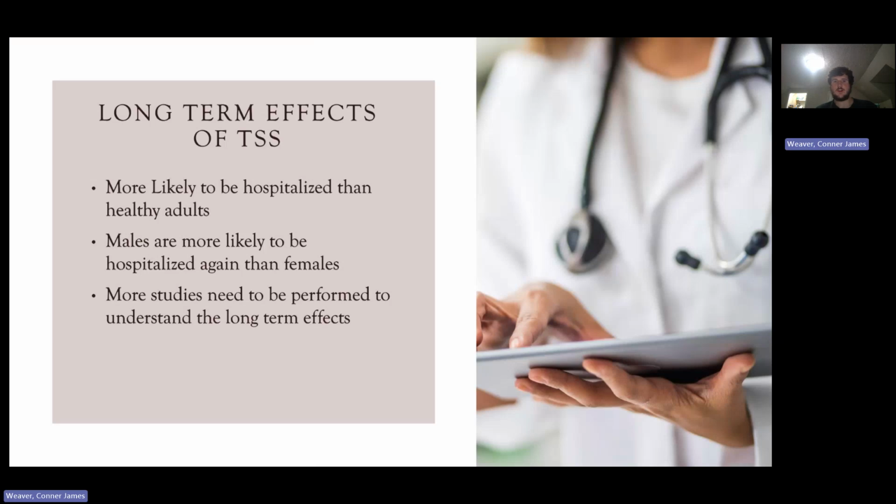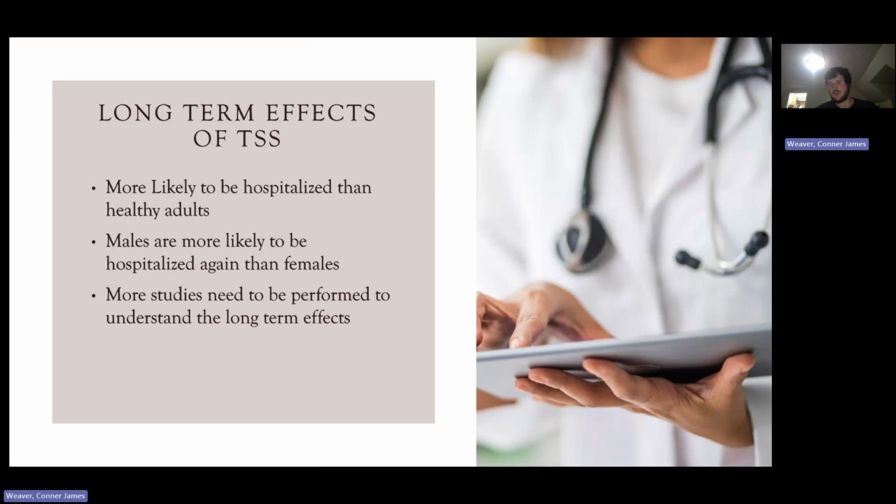Some of the long-term effects of toxic shock syndrome: there are not that many studies about the long-term effects after you've had it. We do know that those who have had it usually don't develop TSST-1 antibodies, so they are susceptible to get it again. This study looked at how it affected their health afterwards, and what they found was that those who had suffered from toxic shock syndrome were more likely to be hospitalized for renal issues, liver issues, and cardiovascular issues, which makes sense because those are usually the organs that are affected during toxic shock syndrome.